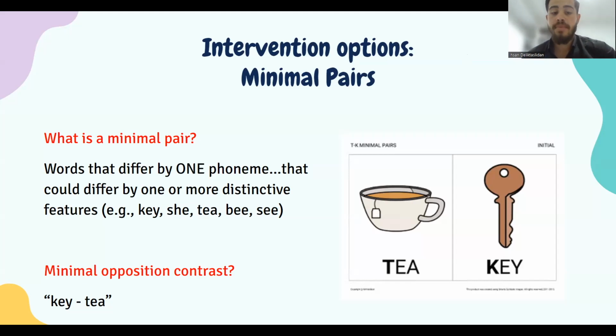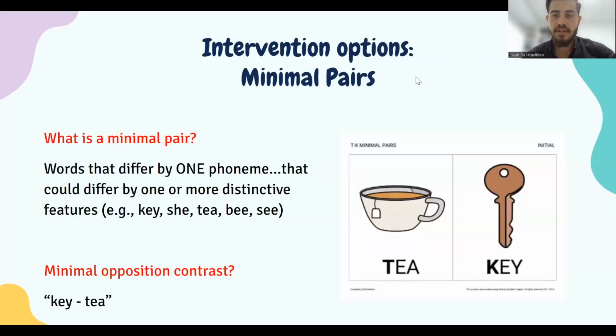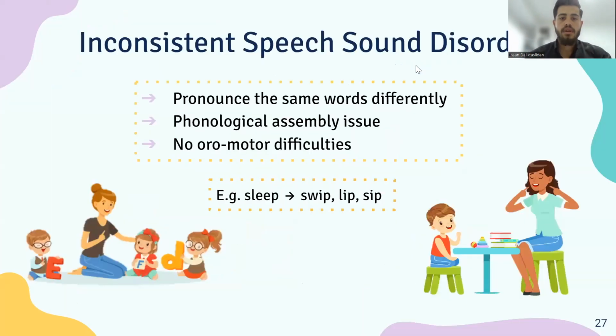Now, the approach uses minimal paired words that are produced as homonyms by a child. The intervention targets can be both complex or developmental, and pragmatic cues are commonly used. Let's move on to a different speech sound disorder. Inconsistent speech sound disorder is when children don't have any oral motor difficulties, but pronounce words differently due to incorrect phonological ensemble. So an example of this may be when sleep turns into swip, lip, or sip.